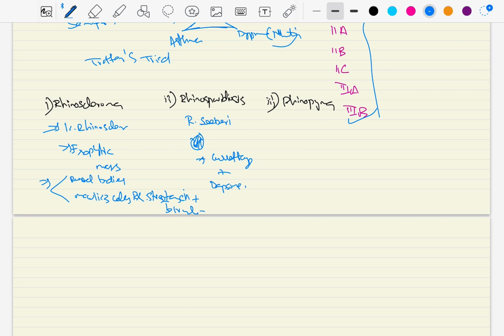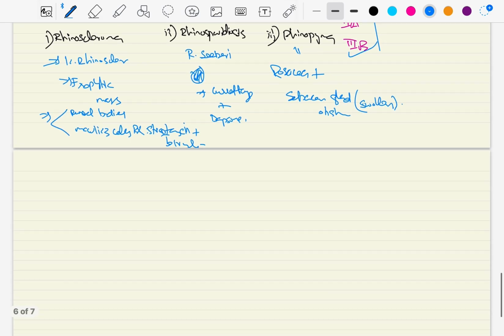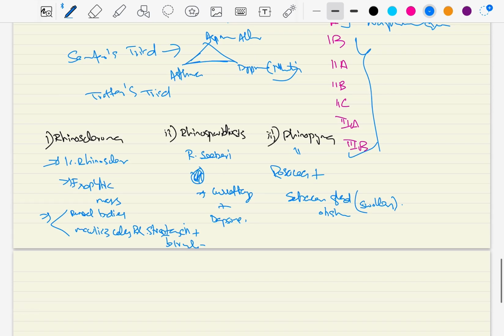This rhinophyma is due to rosacea. Rhinophyma equals rosacea plus sebaceous gland obstruction. The glands will be swollen. That's for the external ear diseases, so external nose diseases.